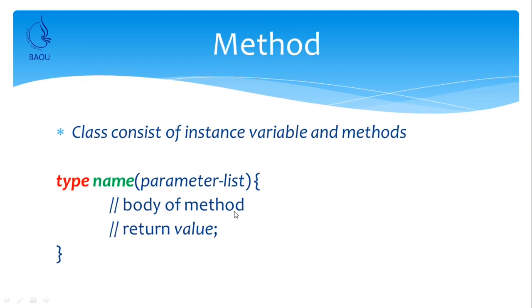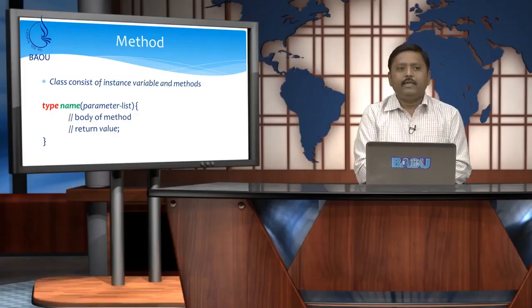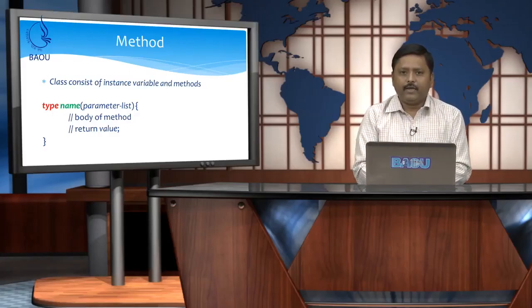Suppose a method is not returning anything, then type is defined as void and this return value statement is optional. But suppose type is other than void, then we must write down this return and the value to be returned inside the method at the end of the method body. So, this return value is optional in case the method is returning nothing.